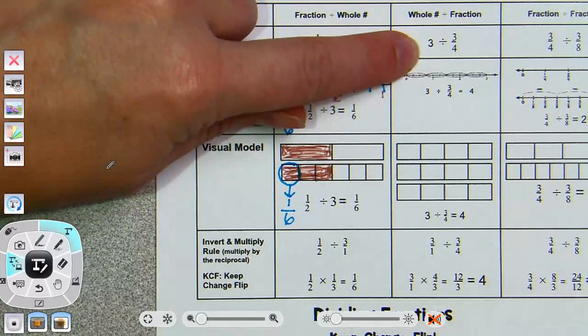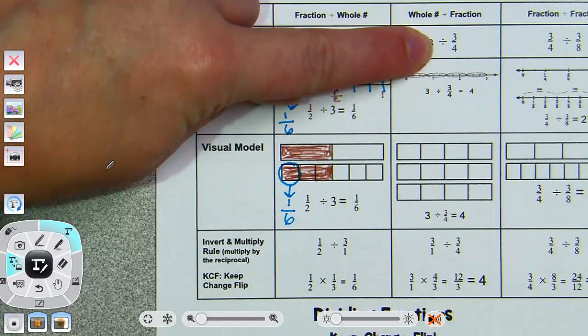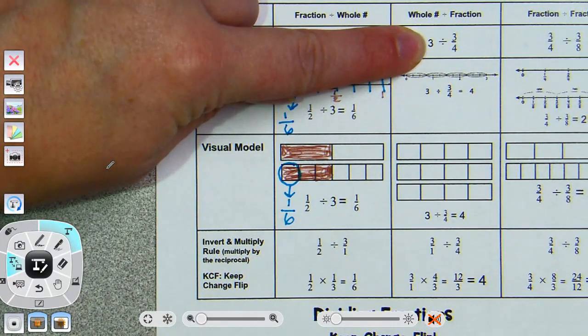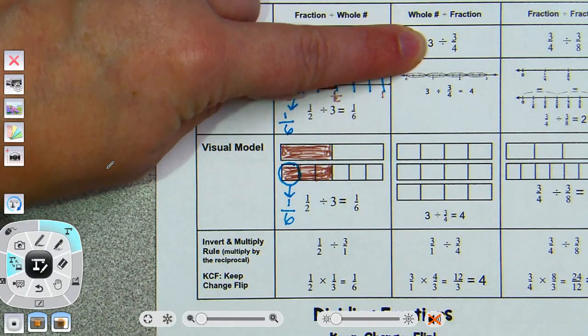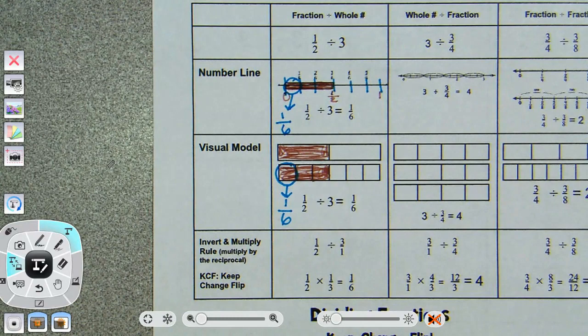In this example, I would be starting with 3 whole pizzas, and I'm going to divide them onto platters to serve at my party. And every platter is going to hold 3/4 of a pizza. And let's figure out how many platters I'm going to be able to fill. Okay, I'm going to use red as a good pizza color.